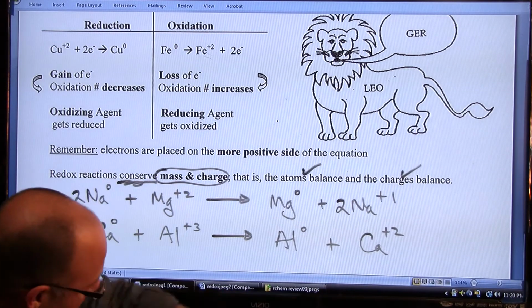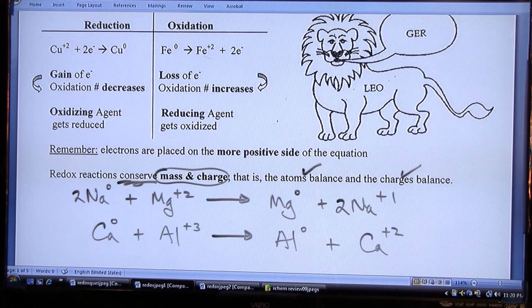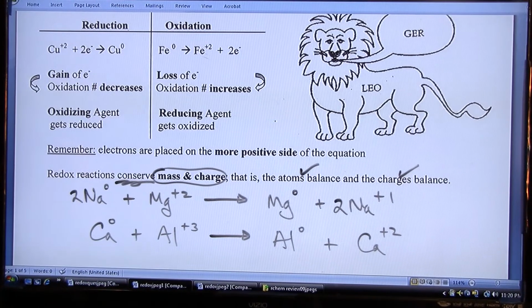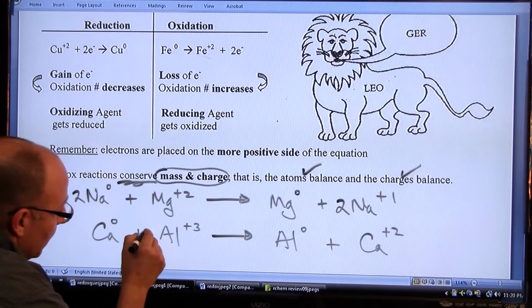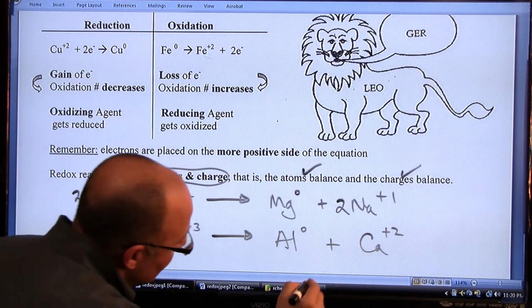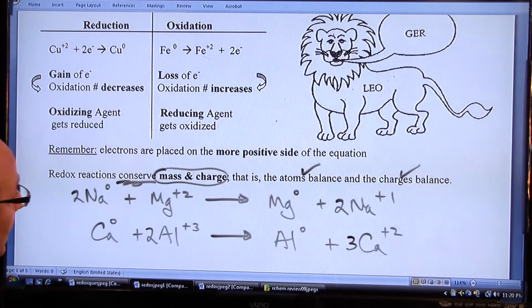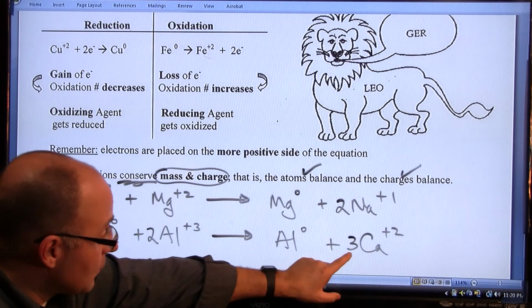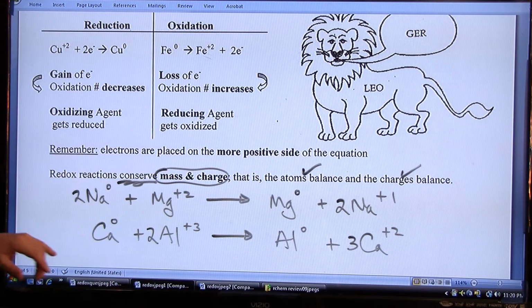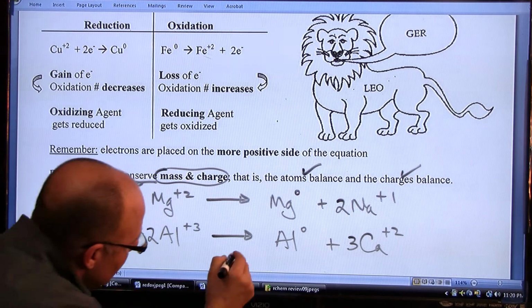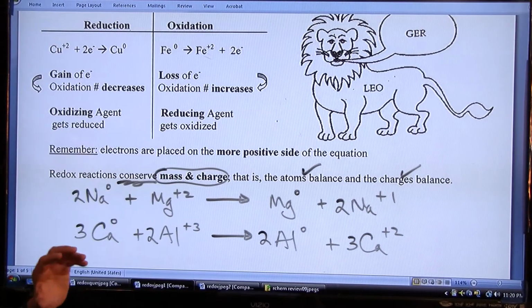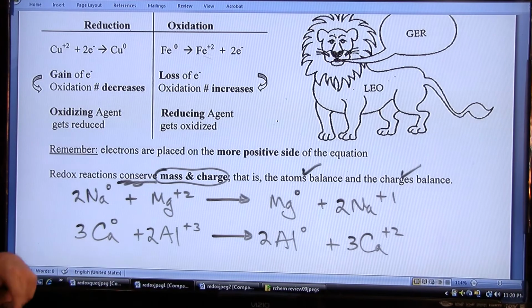Look, +3 and +2. The only way to remedy that, to balance it, is to change the coefficients of the charged particles. And since 3 and 2 go into 6 as their first multiple, you could multiply this by 2 to get a +6, and this by 3 to get a +6. And now, finish it off by balancing the atoms. You now have 3 Ca's here. There's only 1 here, so put a 3 here. And there's 2 Al's on the left, and there's only 1 here, so put a 2 here. And so your total charge on both sides, which is +6 in this example, and the total number of atoms, balance. All right, redox reactions conserve mass and charge.